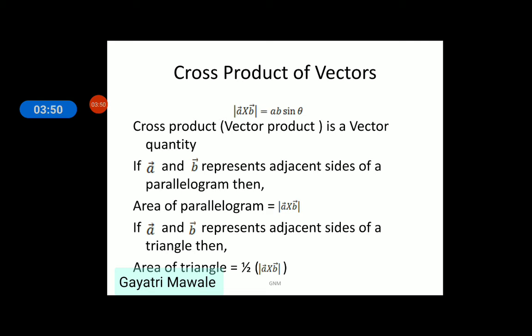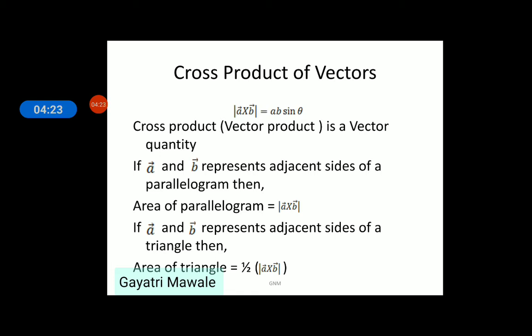Let us see cross product of vectors. Mod of vector A cross vector B is equal to AB sin theta, where theta is the angle between the two vectors. Cross product or vector product is a vector quantity. If vector A and vector B represent adjacent sides of a parallelogram, then the area of that parallelogram is equal to mod of vector A cross vector B.